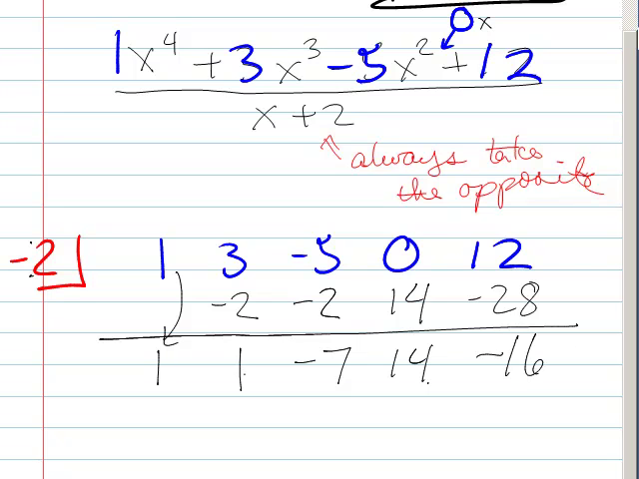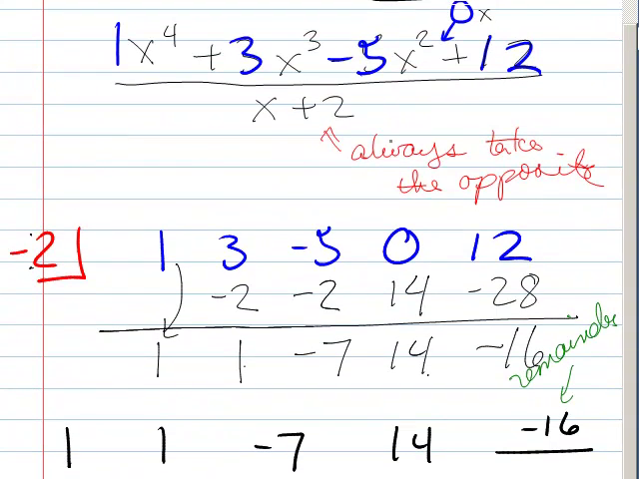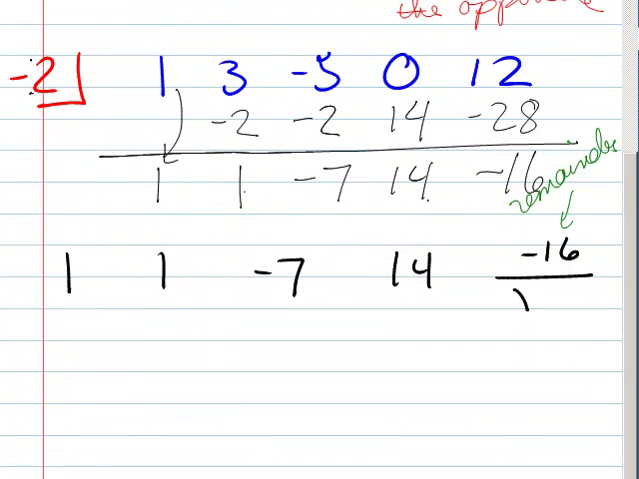So what we do is write these coefficients out, giving ourselves plenty of room. I've got a 1, a negative 7, a 14, and a negative 16. Now this one on the end, remember, is always our remainder. Since it's a remainder, we have to put it over the divisor, so our divisor is x plus 2. This one's our constant term, so it's fine the way it is.